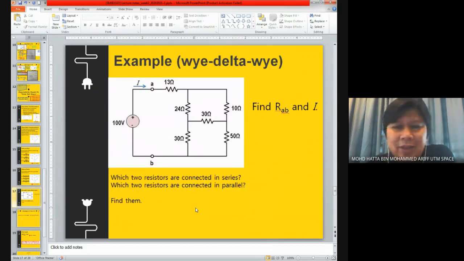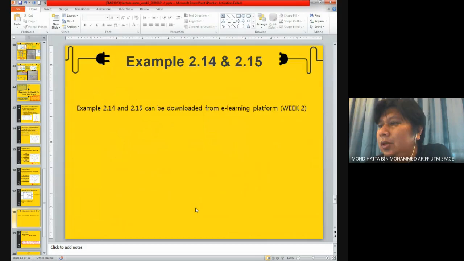Okay, I have an example over here, but we have only about 6 minutes left, so I don't want to spend time on this. Maybe later on we will discuss this example. Also, if you want to look in advance at how we transform from Y to delta and delta to Y, you can look at examples 2.4 and 2.5. I think I already put them in e-learning. If I haven't yet, after this class I will put the example of the Y-delta transformation. I think that's all from me for today.